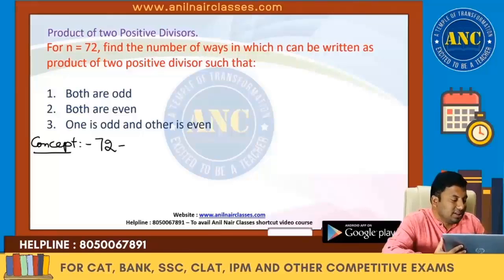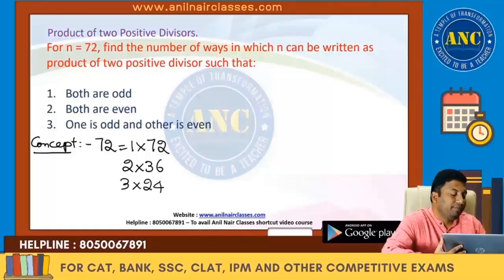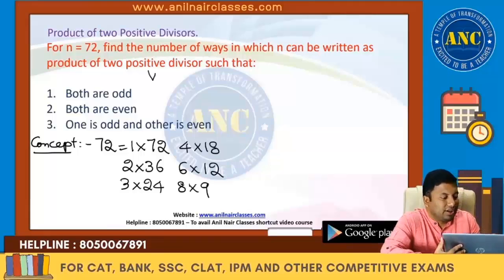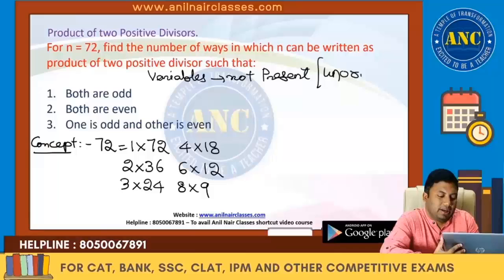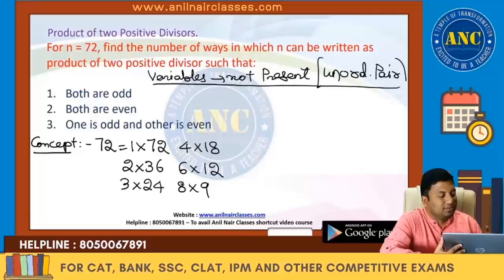72 can be written as 1 into 72, 2 into 36, 3 into 24, 4 into 18, 6 into 12, 8 into 9. First thing, variables are not present. If variables are not present, this case is an unordered pair case. This is the first observation.